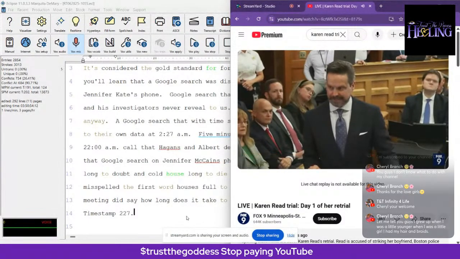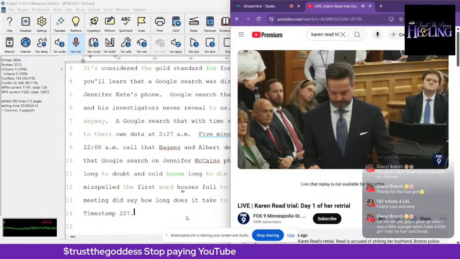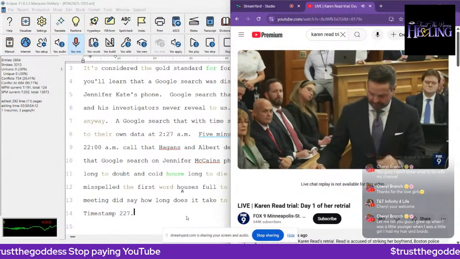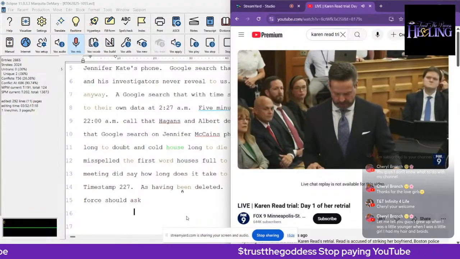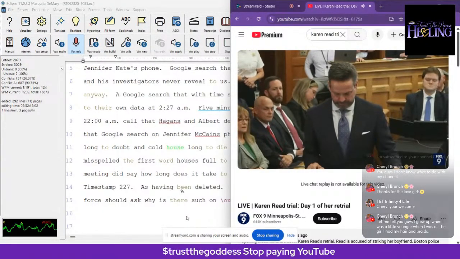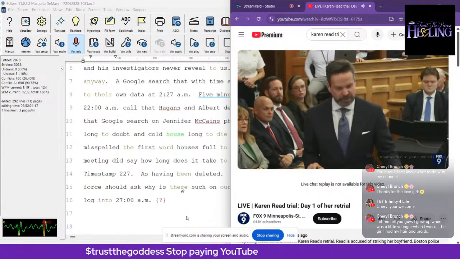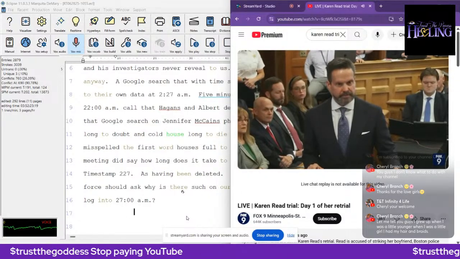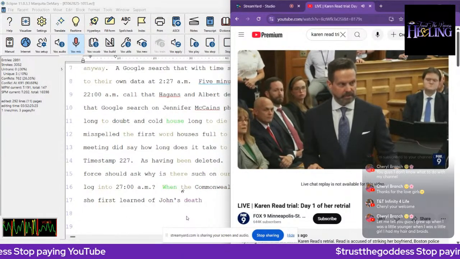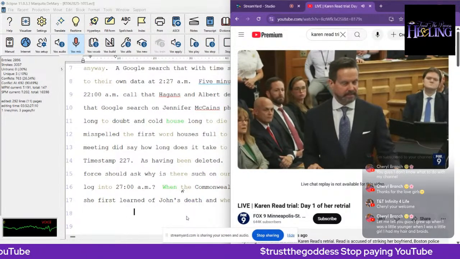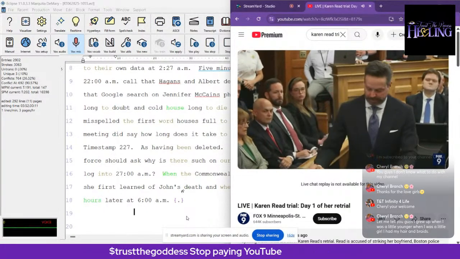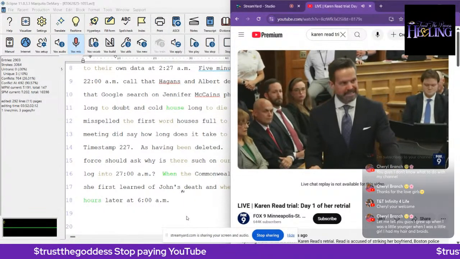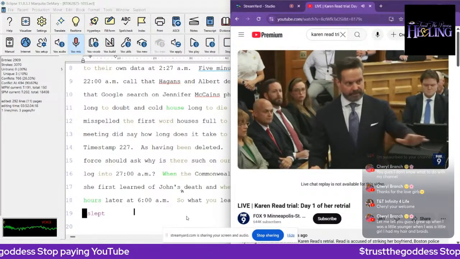...as having been deleted. The evidence will force you to ask, why is there a search on her phone? Why is it logged at 2:27 a.m., when the Commonwealth claims that she first learned of John's death and where his body was hours later at 6 a.m.? So what you'll learn is that while Karen slept, here's what was actually happening by some other very busy bees.